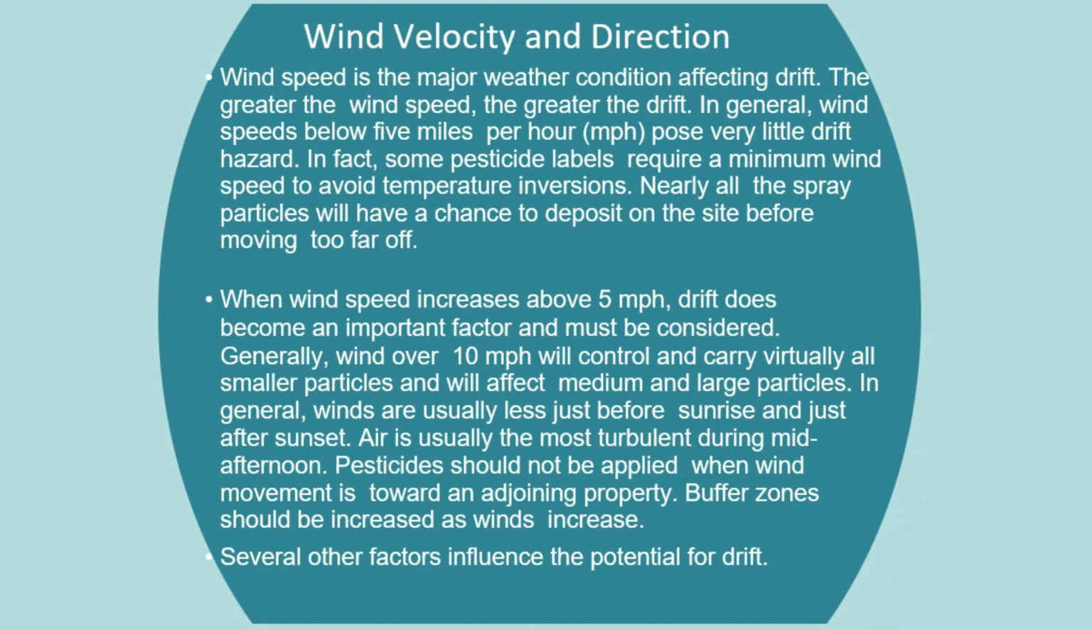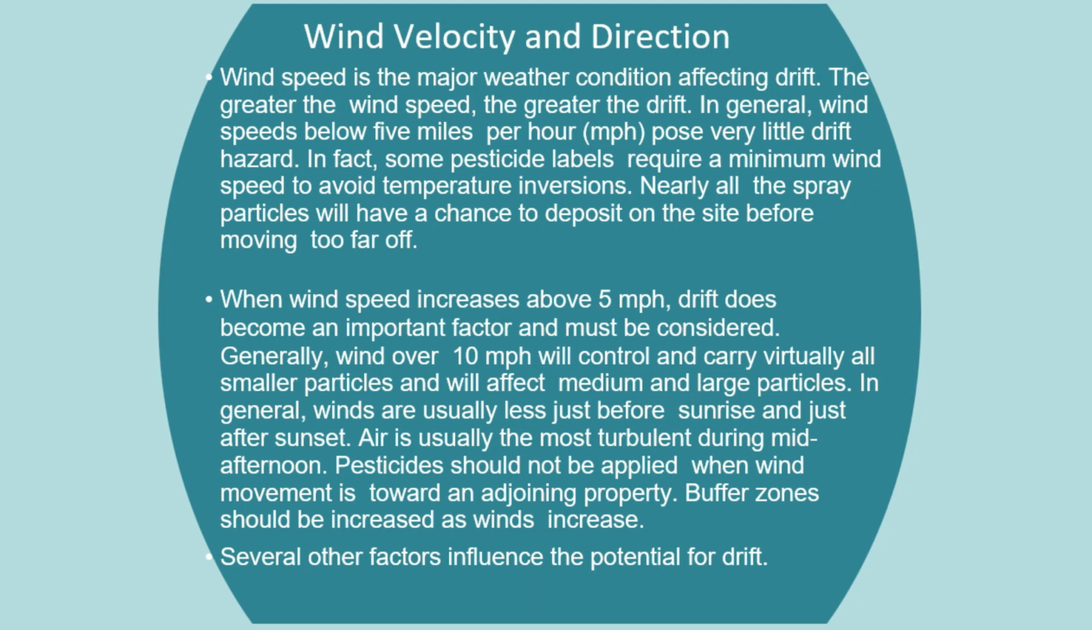Wind velocity and direction. Wind speed is the major weather condition affecting drift. The greater the wind speed, the greater the drift. In general, wind speeds below 5 miles per hour pose very little drift hazard. In fact, some pesticide labels require minimum wind speed to avoid temperature inversions. Nearly all the spray particles will have a chance to deposit on site before moving too far off. When wind speed increases above 5 miles per hour, drift does become an important factor and must be considered.